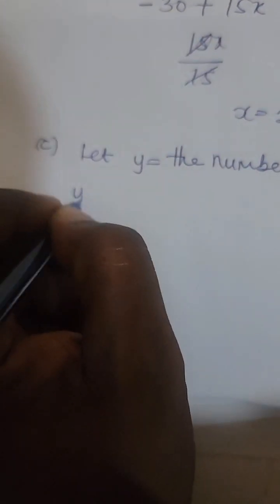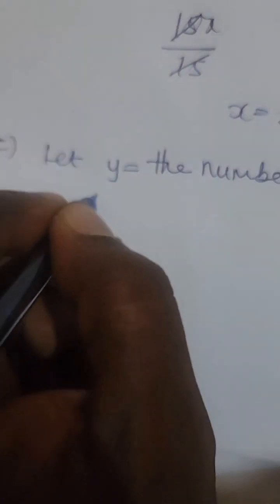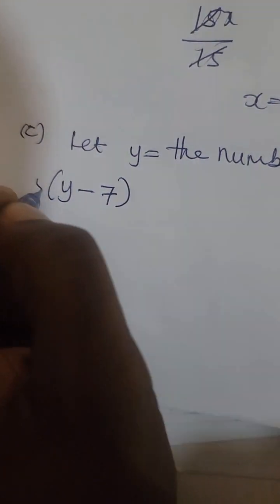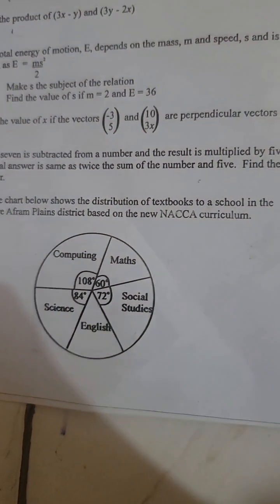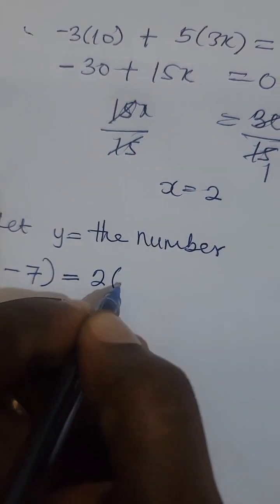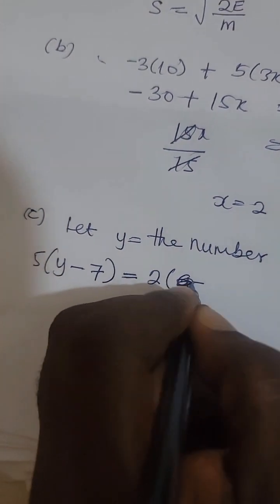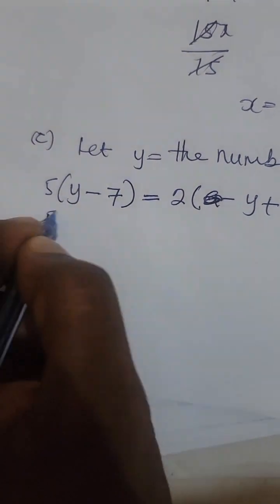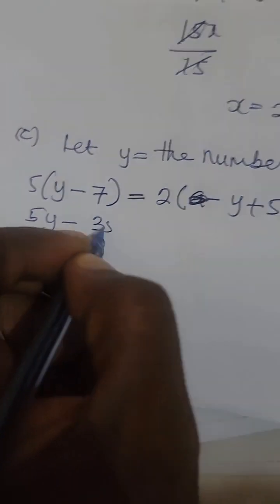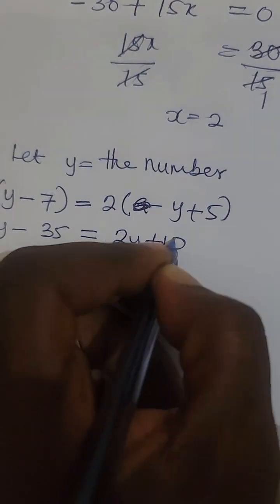Now 7 is subtracted from it, and the result is multiplied by 5, and that is the same as twice the sum of the number, which is y, and 5. So we expand. We have 5y minus 35, and that's 2y plus 10.